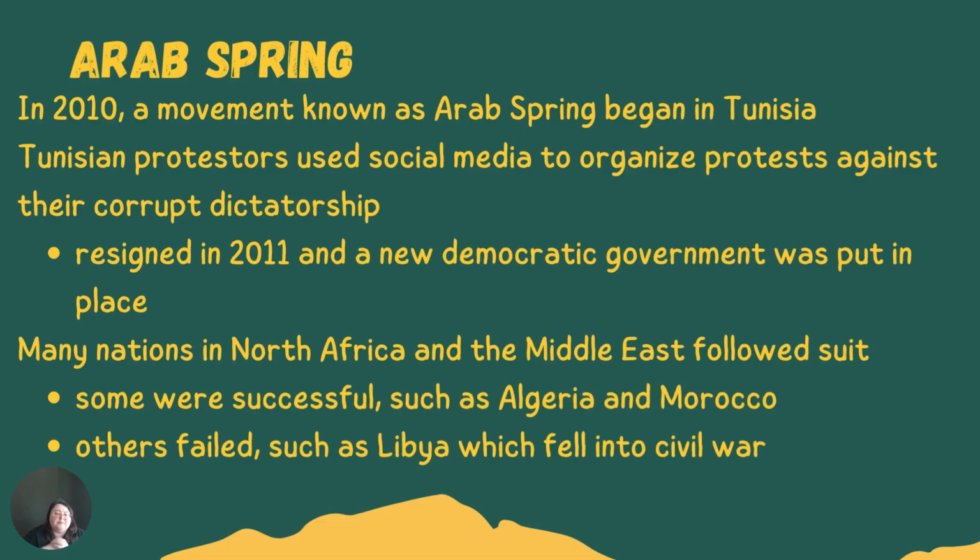The Arab Spring. In 2010, a movement known as Arab Spring began in Tunisia. Tunisian protesters used social media to organize protests against their corrupt dictatorship. In 2011, a new democratic government was put into place after the dictator resigned. Many nations in North Africa and the Middle East followed suit. Some were successful, such as Algeria and Morocco, although others failed, such as Libya, which fell into a civil war.